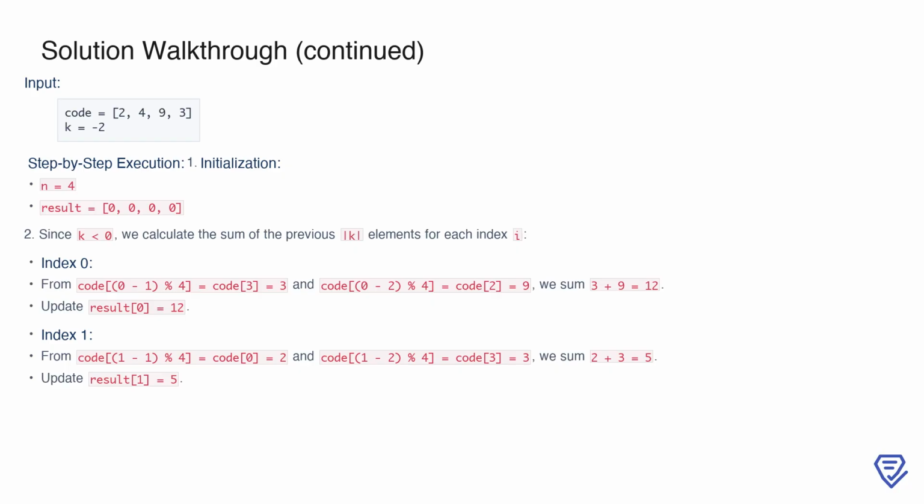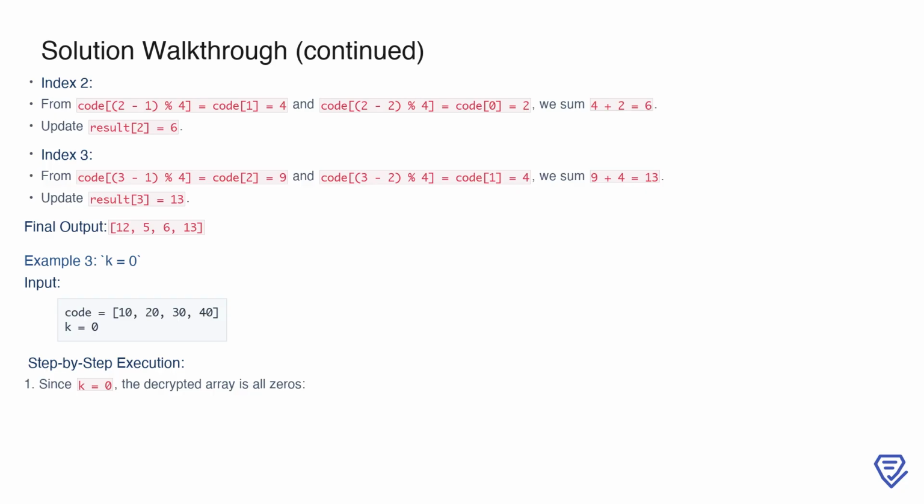For index 1, we sum the elements at positions 0 and 3, which are 2 and 3, yielding 5, and update result 1. This demonstrates how the process works for negative values of k, where we move backward in the array. Continuing with the negative k example, for index 2, we sum the elements at positions 1 and 0, which are 4 and 2, giving 6. We update result 2 to 6.